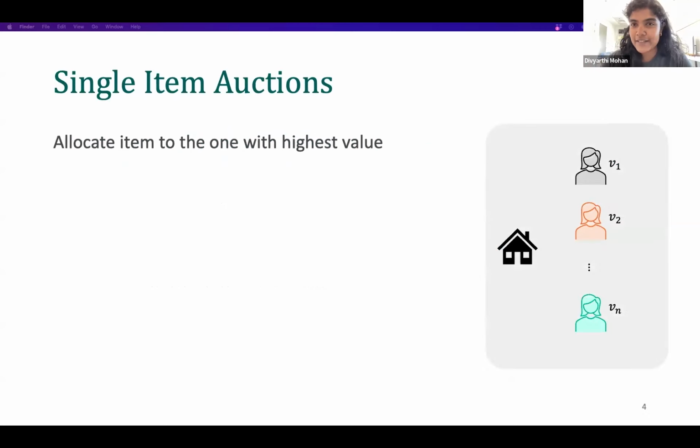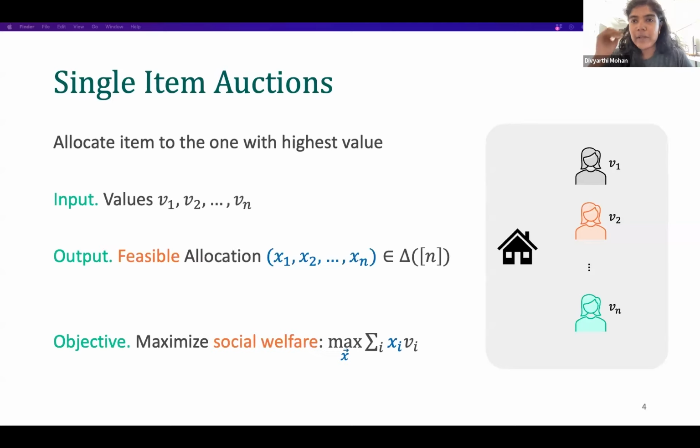So let's begin. As I said, this is going to be a really biased introduction. One particular reason is that I will only be talking about single item auctions. In fact, for most of the tutorial, we are going to focus only on single item auctions. So we have one item for sale. We want to allocate this item, and we have n agents, potential buyers for this item. Our goal for this tutorial is that I want to allocate the item to the bidder with the highest value.